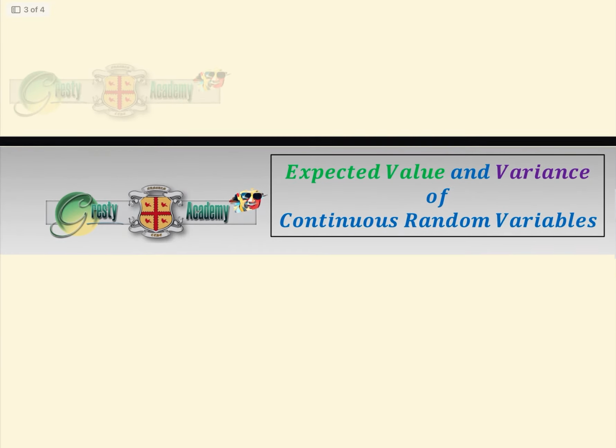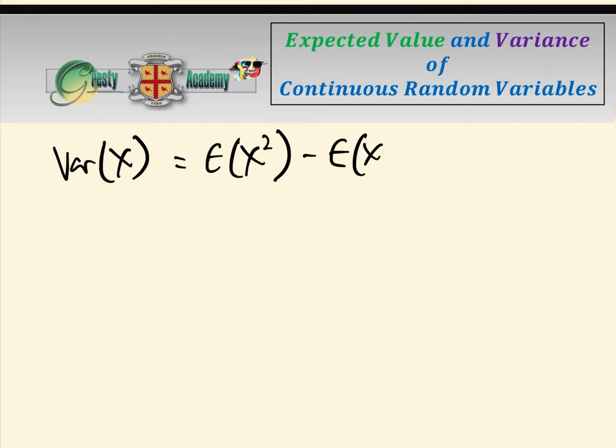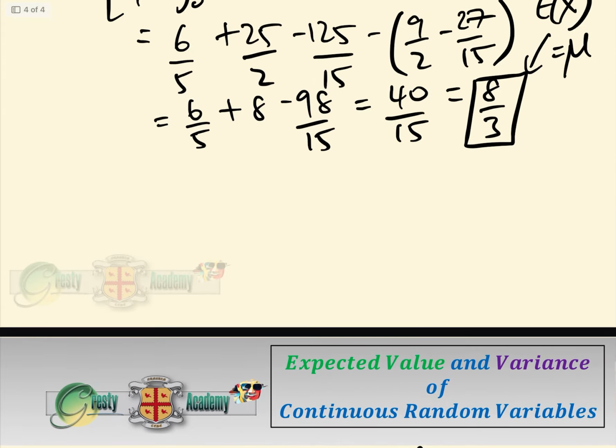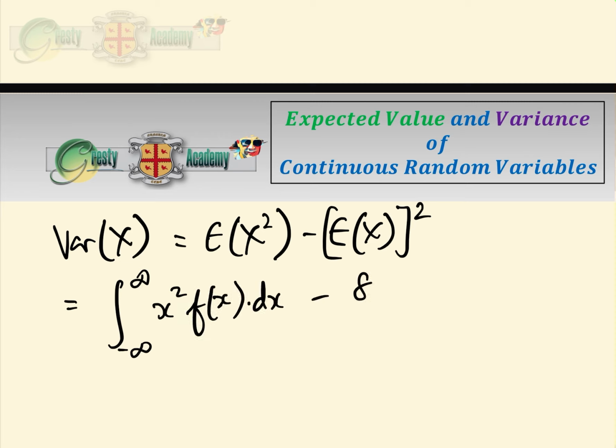Okay, so let's go on the next page here. So we carry on. So we need to find the variance of x. Remember, that is equal to the mean of the squares minus the square of the mean, and we already have the mean as 8/3, and so therefore this equals the integral between infinity and minus infinity of x squared, this time f(x) dx, minus 8/3 squared, which is what we just calculated.